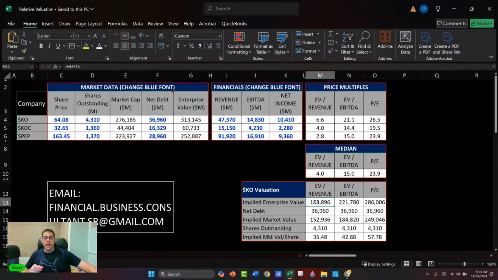You would get the implied enterprise value for Coke. So the implied enterprise value using the EV over revenue multiple is you take that 4 multiple times the revenue, Coke's revenue. Because you're trying to take 3 different companies and equalize them all. That's what you're really trying to do. And that's what you do when you invest anyway.